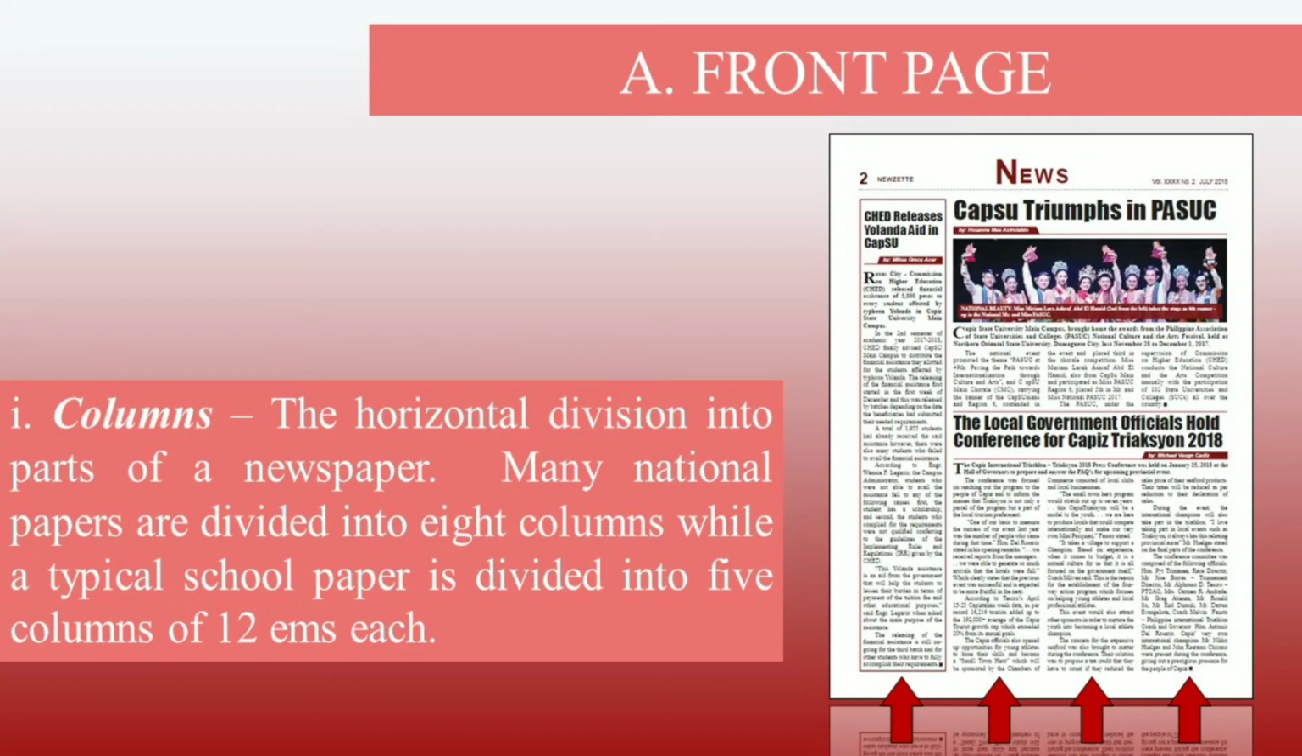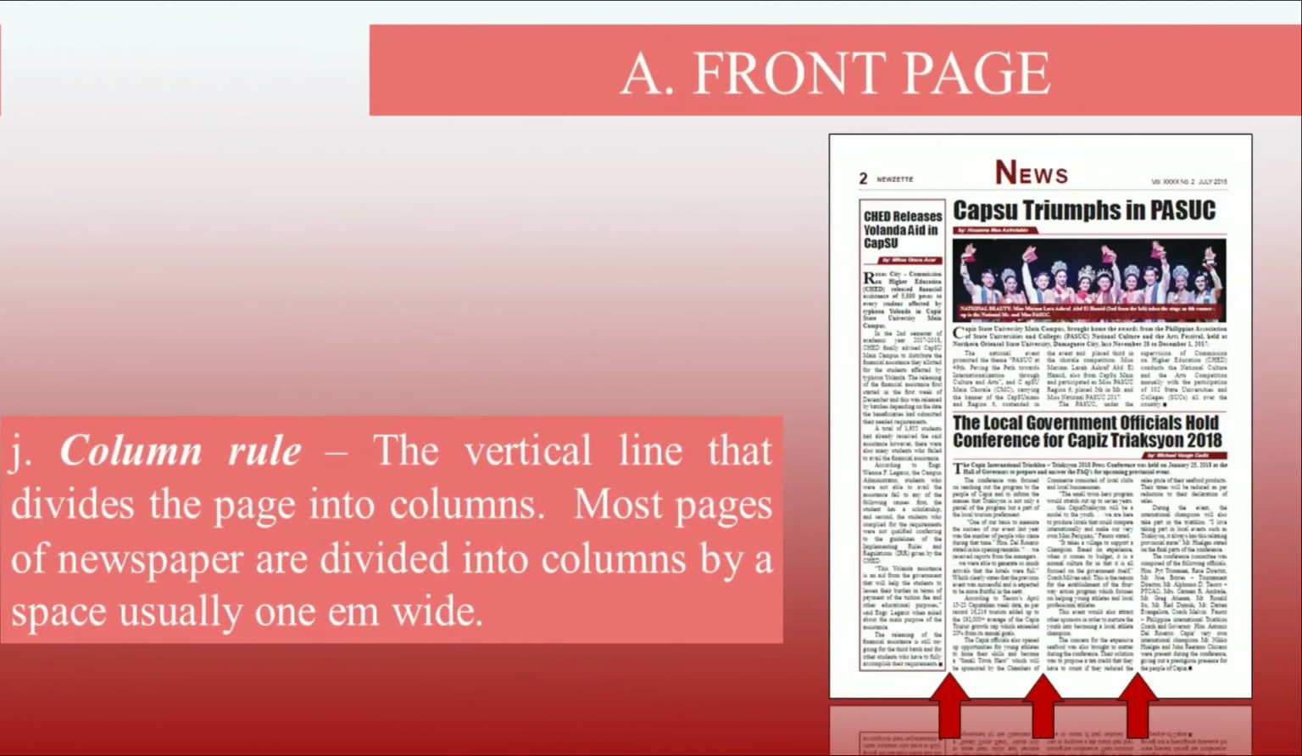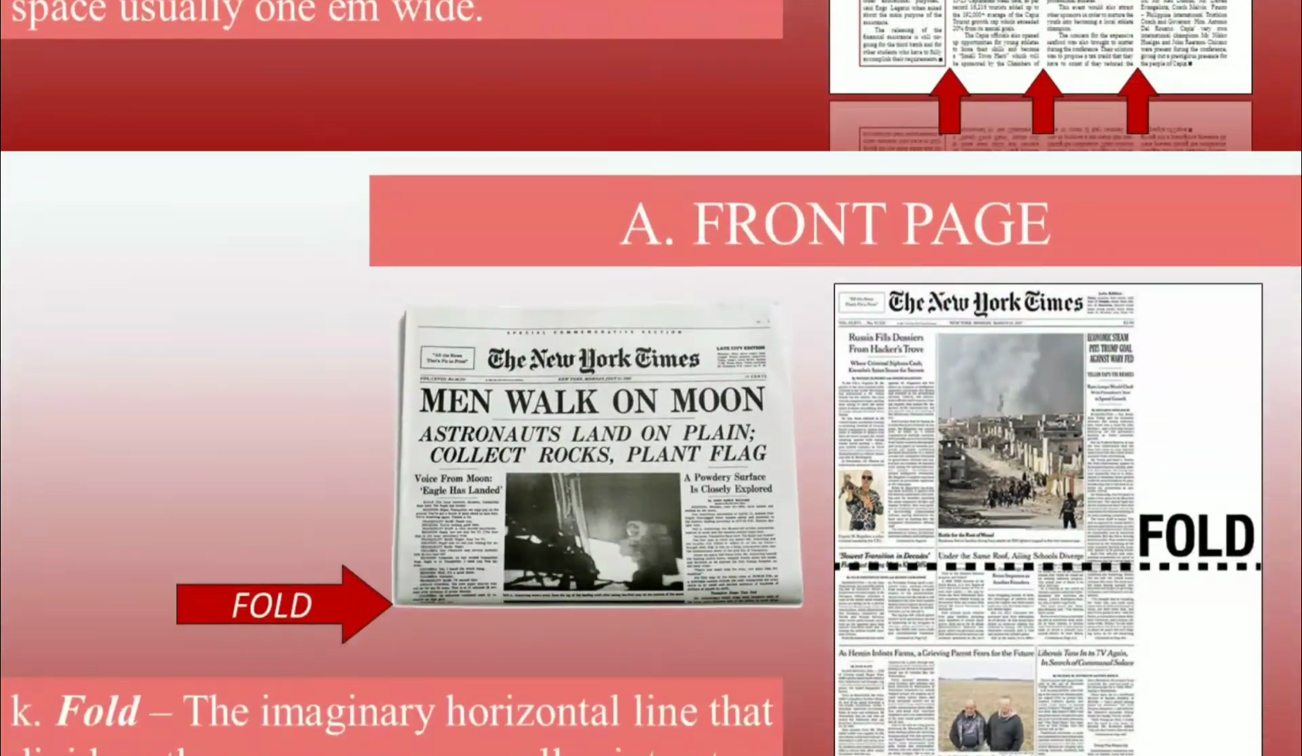I. Columns. The columns are the vertical divisions of the page of a newspaper. As you can see, the campus paper is divided into 4 columns. That is our column. J. Column rule. It is the vertical line that divides the page into columns. Most pages of the newspaper are divided into columns by a space, usually 1 m wide. So our column rule here is the space between the columns.